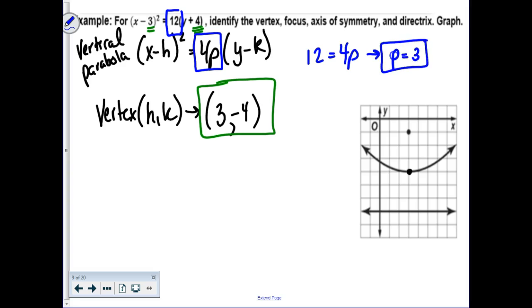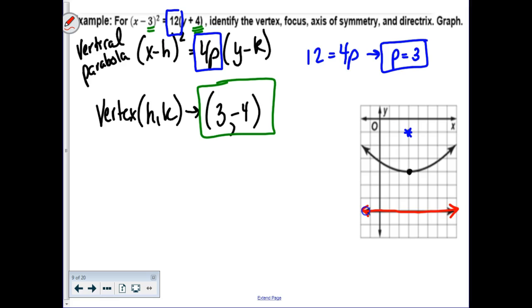P is the distance from your vertex to your focus and also your vertex to your directrix. So technically speaking, if I was a visual learner, I would notice that the focus is 3 units up here, but the directrix is 3 units below it. The trouble comes in, guys, when you do this for homework, you're not going to have a graph to look at. Your job is to graph it.